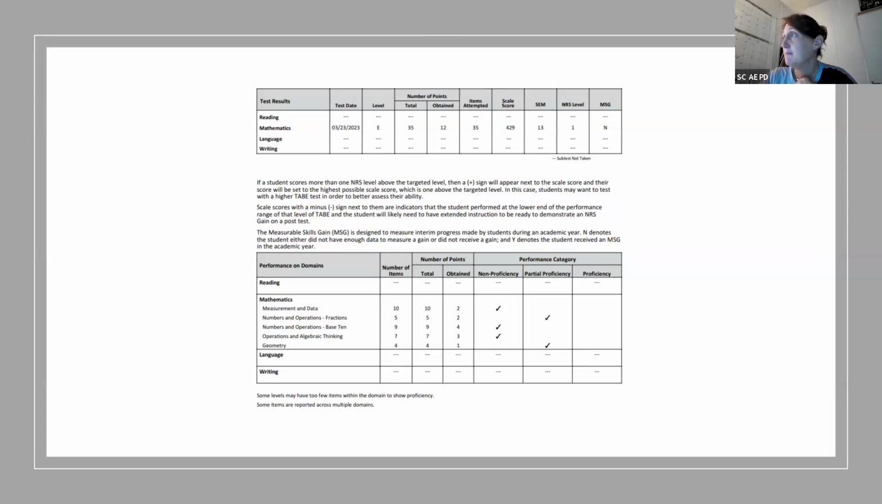The other nice thing about the score report, this detailed score profile report here, is it breaks down the areas where she was non-proficient, partially proficient, and of course she's got a lot of work over here. But you can see the number of items, number of questions, and how many she attempted. Remember, she attempted them all, and then how many she got right. So we know measurement and data is going to be a big area that we need to work on with her, numbers and operations. And if you go back to the blueprint, remember this will break down what each of these entail.